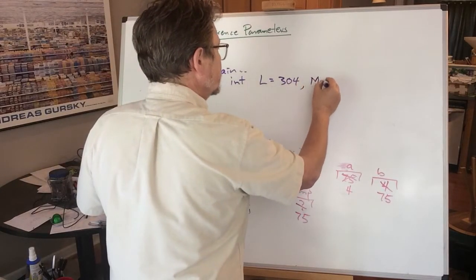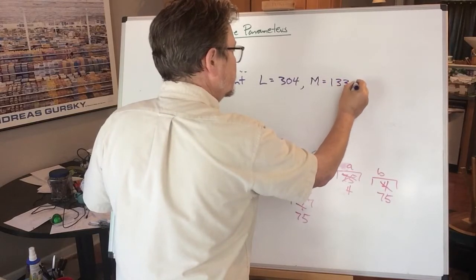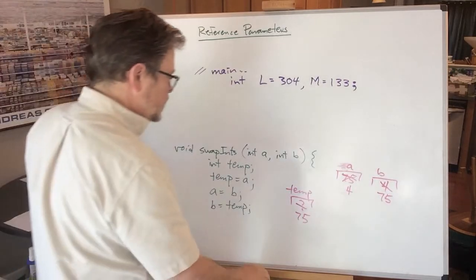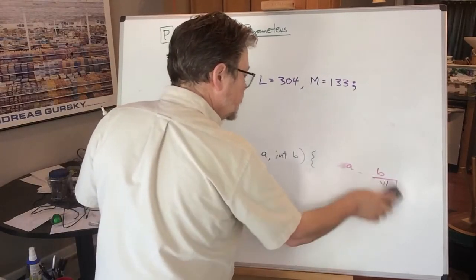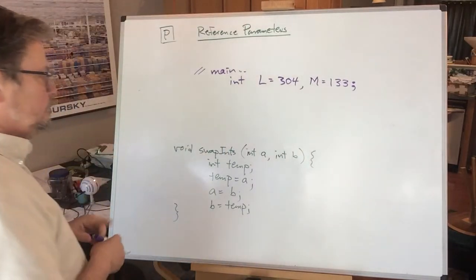LM equals 133. There. Excellent numbers that I chose for myself. This pink stuff, oh my goodness, that's been gone a long time. As soon as we got back from the function, all of that stuff had disappeared.